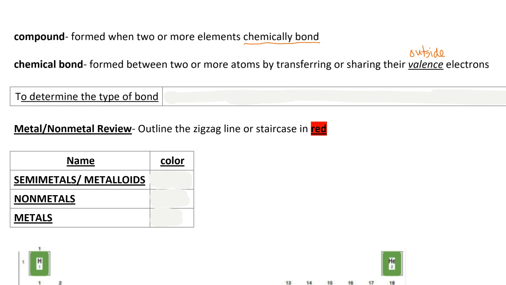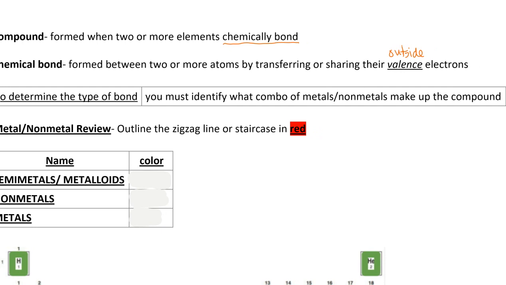But there's a couple different kinds of bonds. What we have to do is determine the type of bond. So we must identify what combination of metals and nonmetals make up the compound. So this is why we needed to learn where the metals and where the nonmetals are on the periodic table. So we're going to review that, okay?